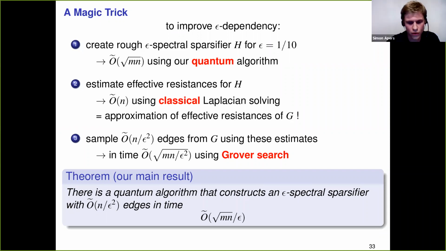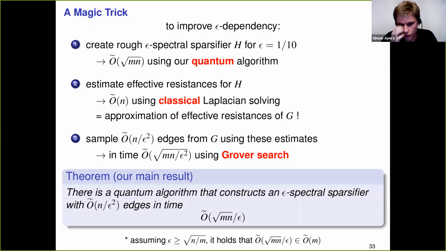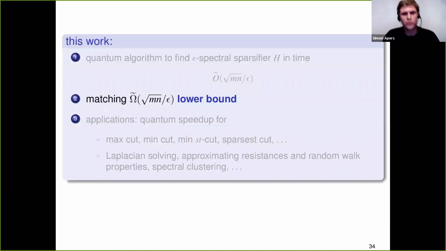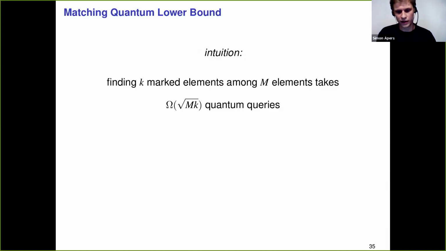Okay, so let me go to my, yeah, again, so assuming epsilon is at least square root n over m, this is at most O tilde m. So what we do is, in the second part of our work, we prove a matching lower bound. In the interest of time, I'm not going to go through all the details, but I'll first give some intuition of this lower bound we prove, which doesn't do as much justice, however. So the intuition for the lower bound is that quantumly finding k marked elements among capital M elements takes time omega square root mk. This is basically by using Grover search, and this is optimal.